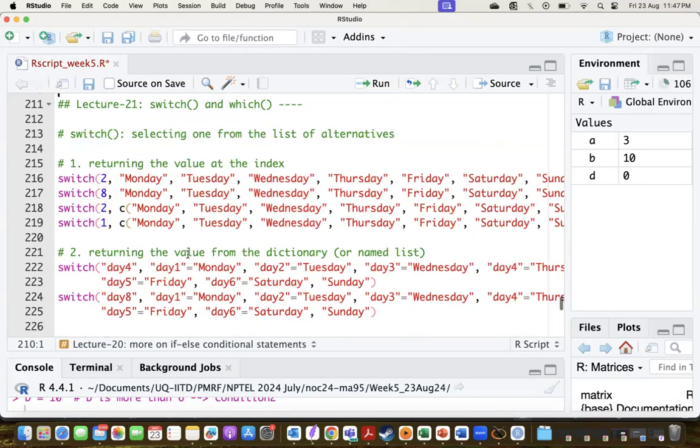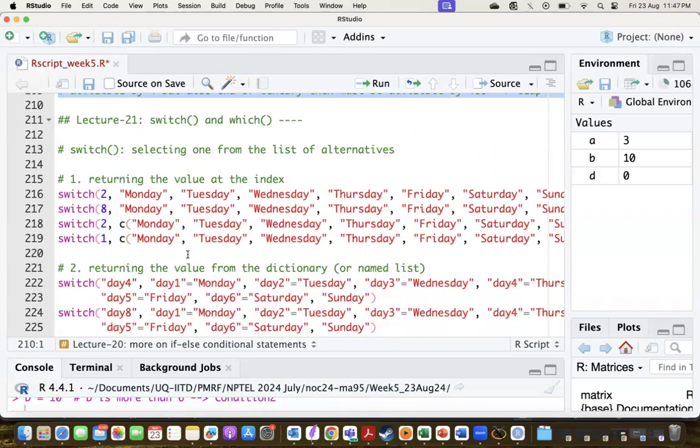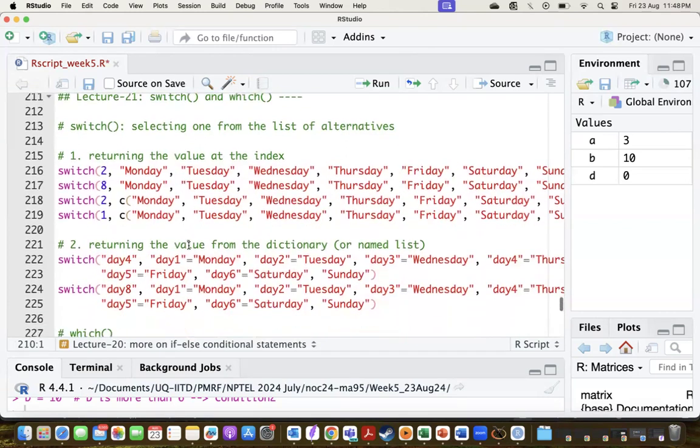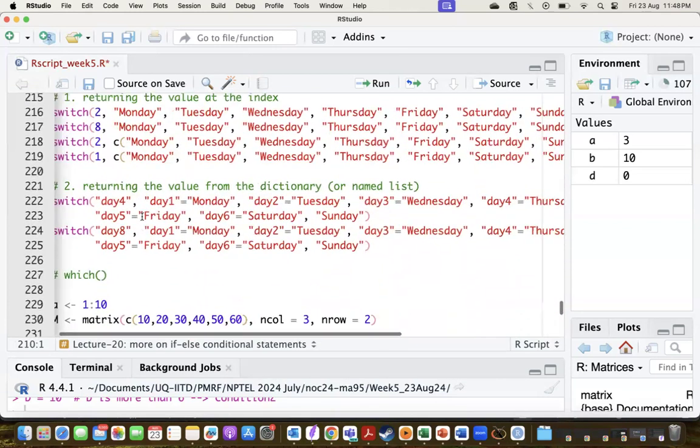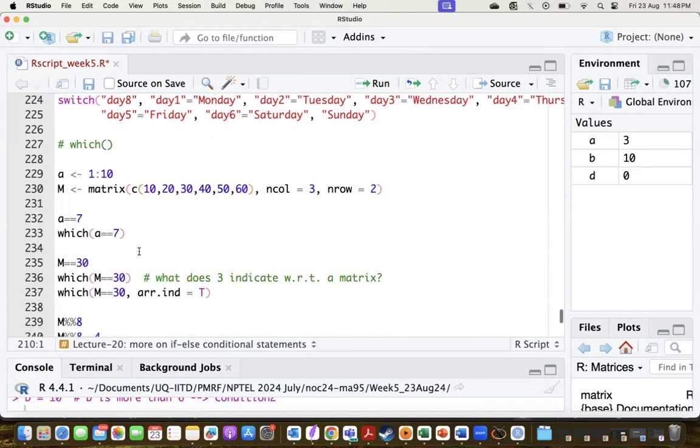Okay. Now the final thing to be discussed for today's session is two commands, switch and which. Now, which we have already seen previously, right? So we will just walk through that quickly and then we'll come to switch here. So which is used to get you the positions wherever a certain condition is satisfied or wherever you have truths.